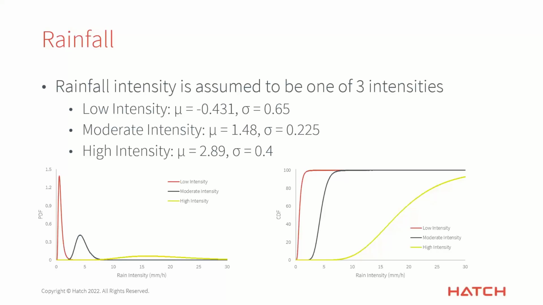And the rainfall events that we've defined are going to be 3 distinct intensities of rainfall. So we made a log normal distribution that's representative of a low intensity storm, a moderate intensity storm, and a high intensity storm. You can see the PDF and CDF curves of these log normal distributions below, as well as the mean and standard deviation we use to define these particular curves.